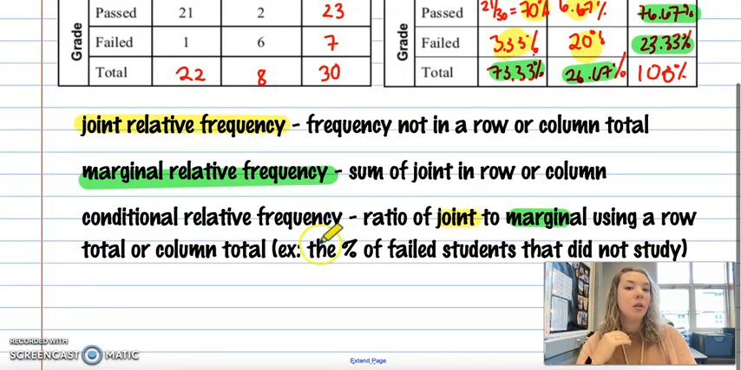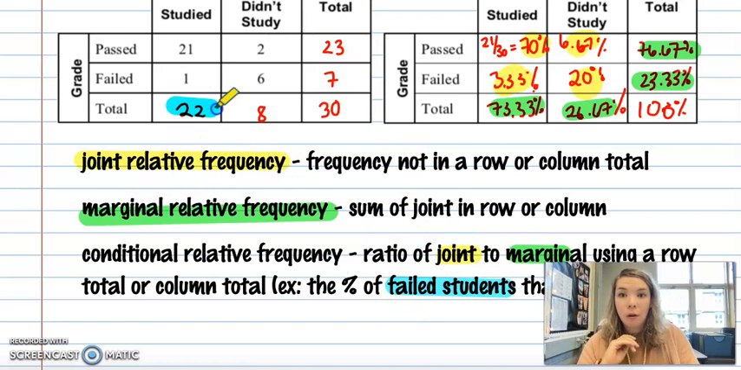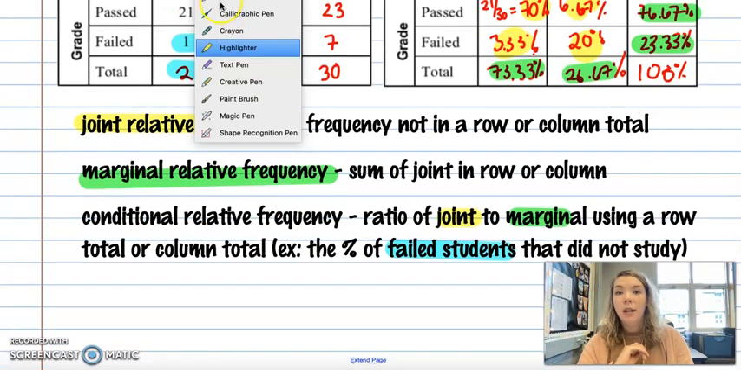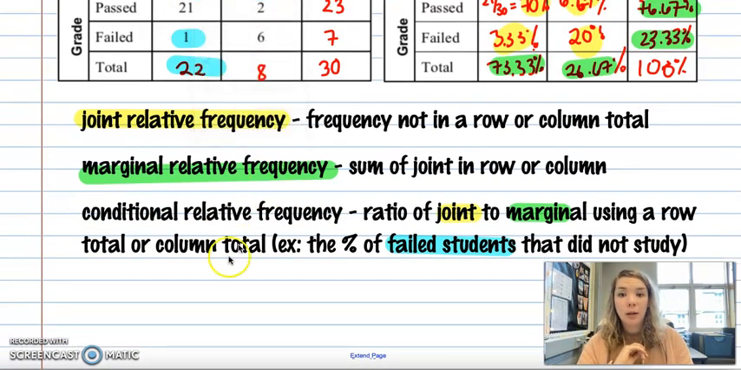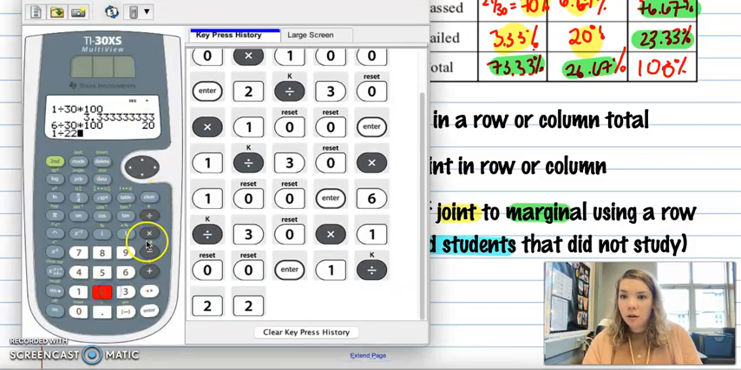But for example, if they ask for the percent of failed students that did not study, you would take the failed total because it says of failed students. So we would use the failed total and the ones that did not study. So instead of out of 30, we would take 1 divided by 22. 1 over 22 times 100. Okay. 1 divided by 22 times 100.